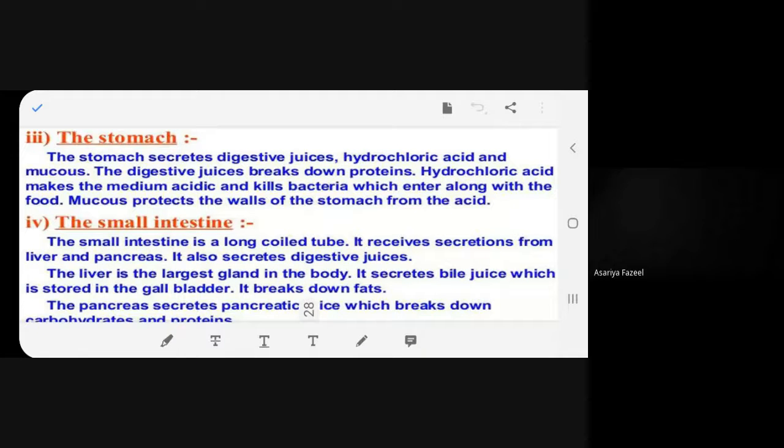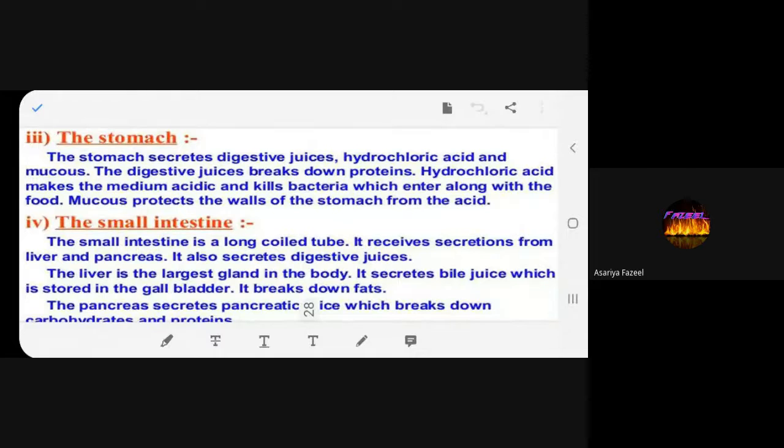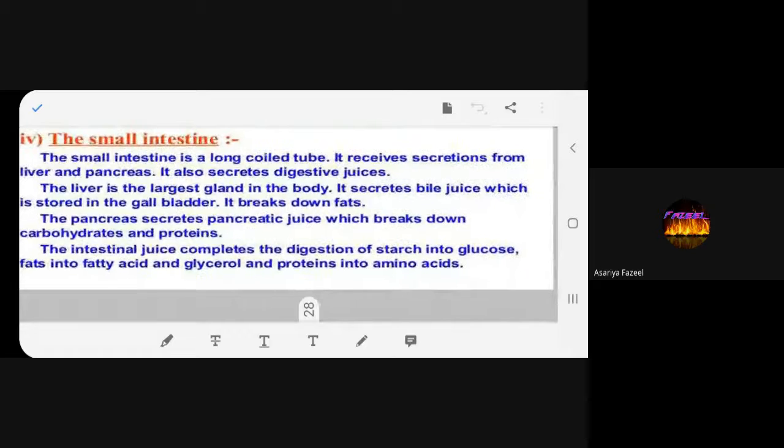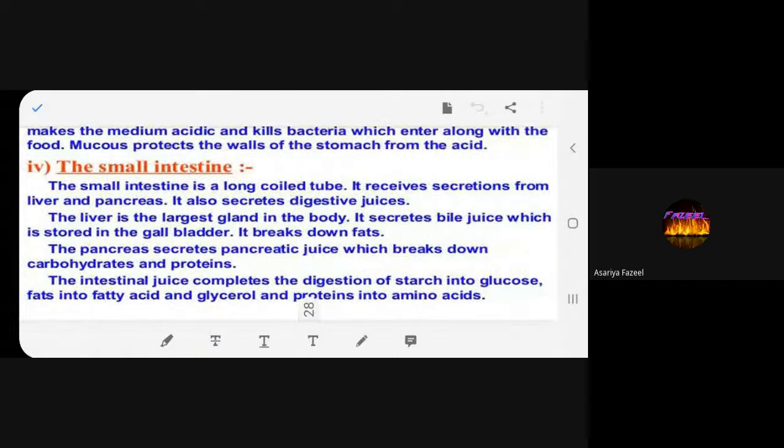Mucus protects the wall of the stomach from what? From the acid. Is it clear? Yes. Now, first was the mouth, that is the buccal cavity. Then we came to the food pipe, that is the esophagus. The third is the stomach. And now, what is the fourth one, beta? The small intestine. Now we'll see one by one. We will see what exactly the small intestine is.